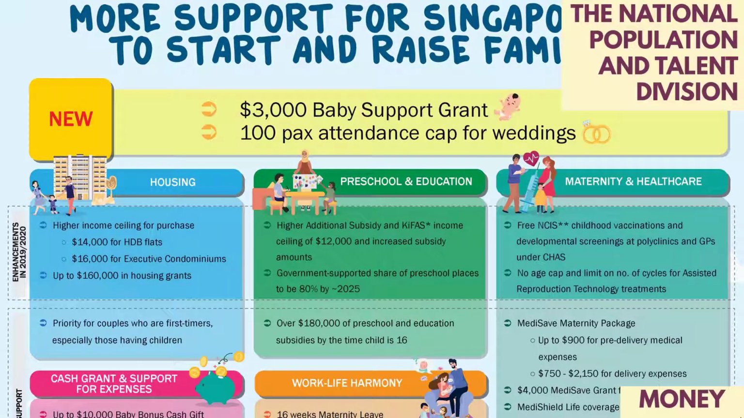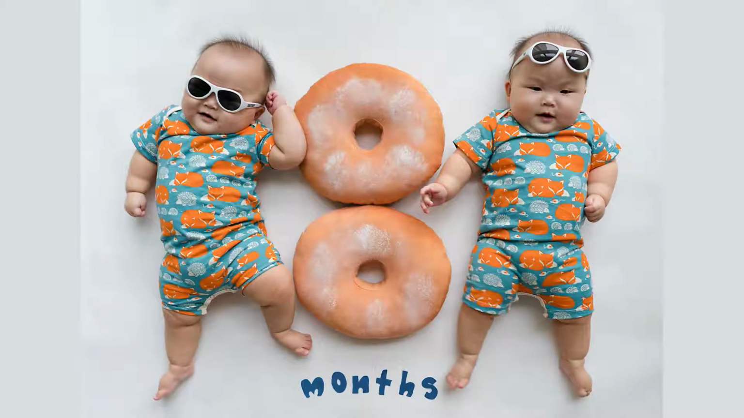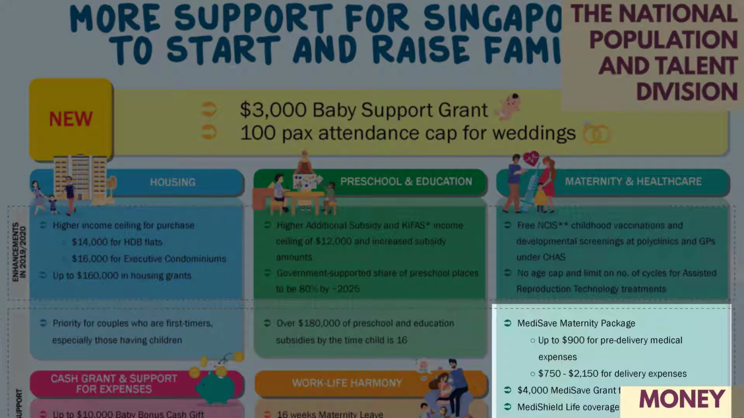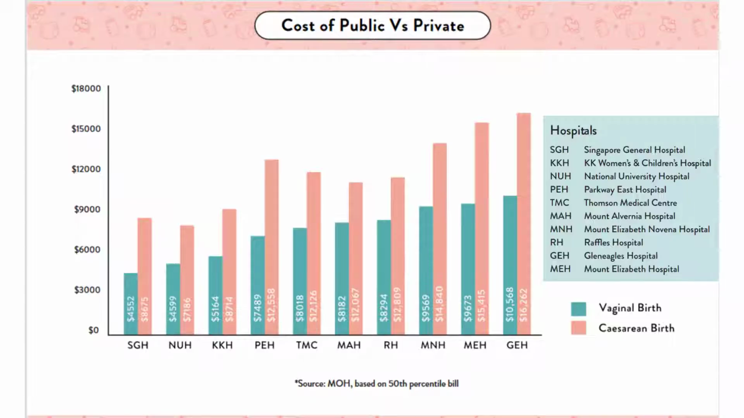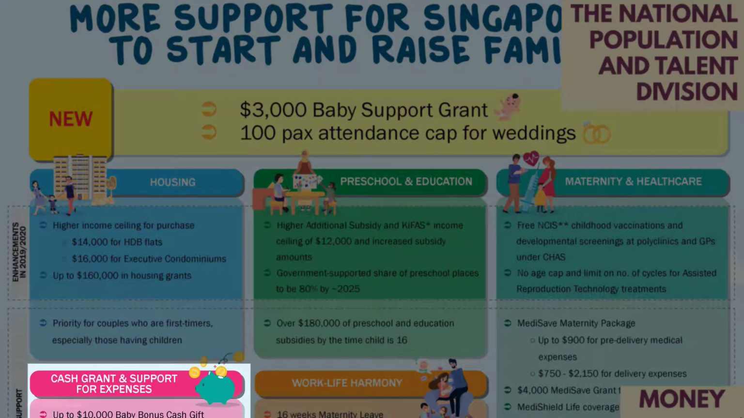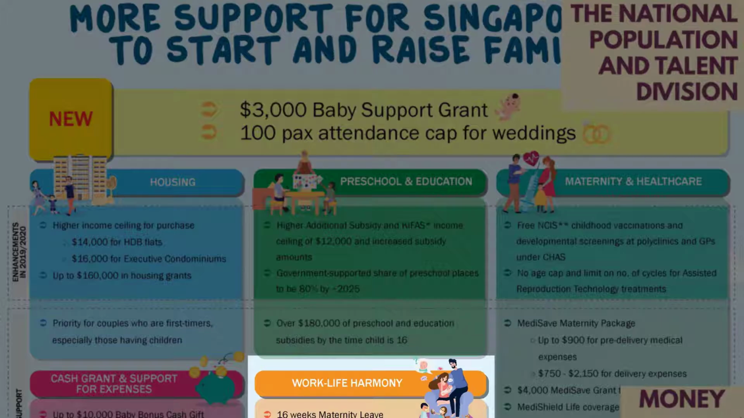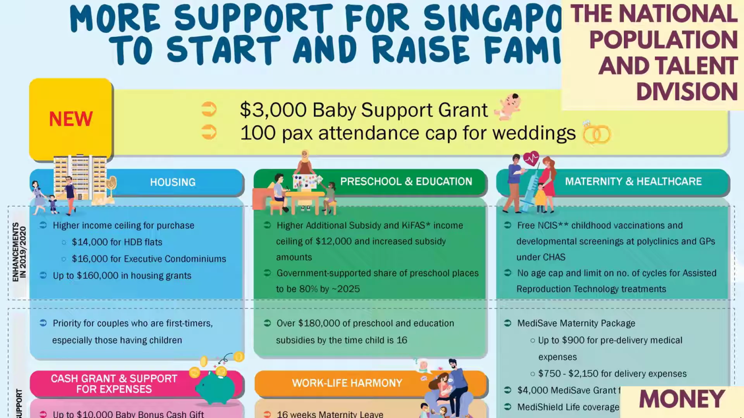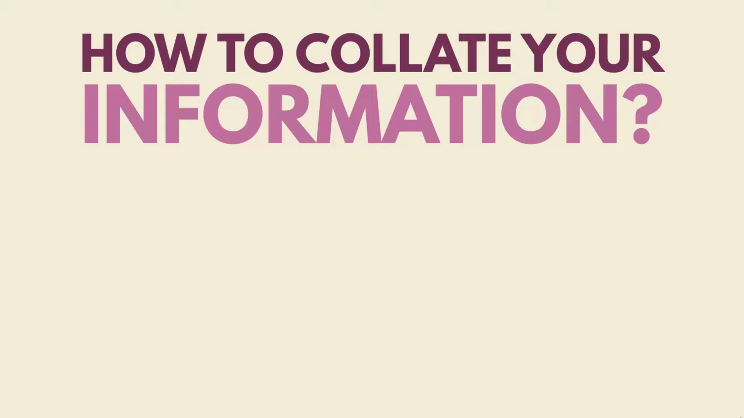This shows how much the Singapore government really wants you to have a child when you are of a suitable age, that is. So next, they give you Medisave maternity package up to $900 for pre-delivery medical expenses, which can be quite expensive if you are even going private, where we're talking about maybe $3,000 to even $4,000. And next, we have 4,000 Medisave grants, and up to 10,000 baby bonus cash gift for one baby, and 16 weeks of maternity leave, and this is paid for by the government. So they really want you to have a child, and money seems to be the solution they use to increase Singapore population.